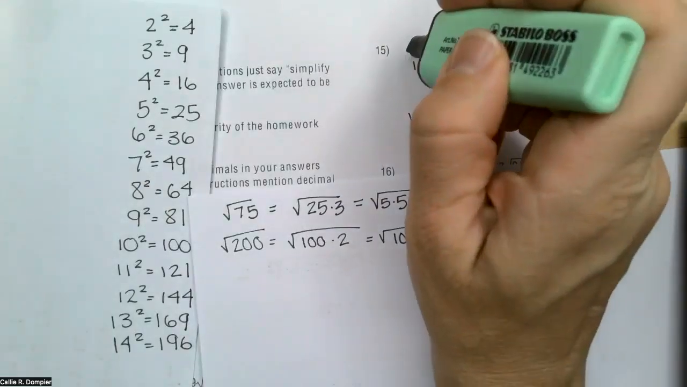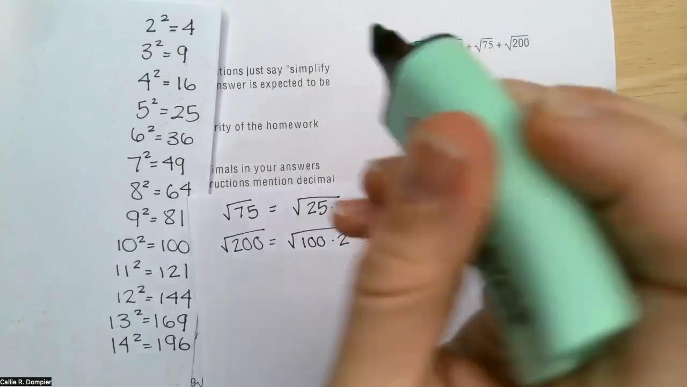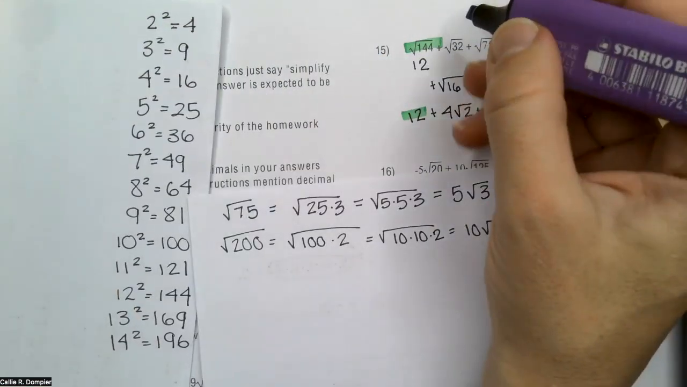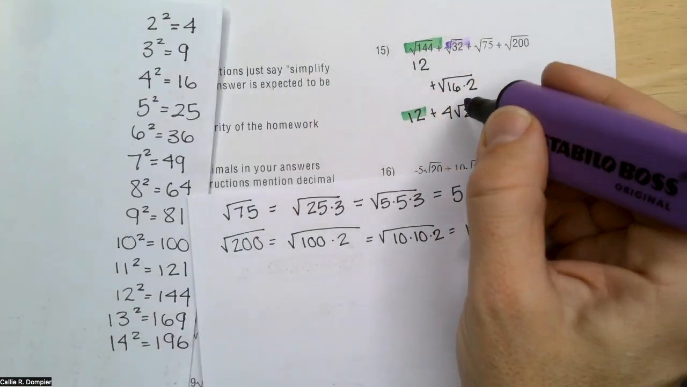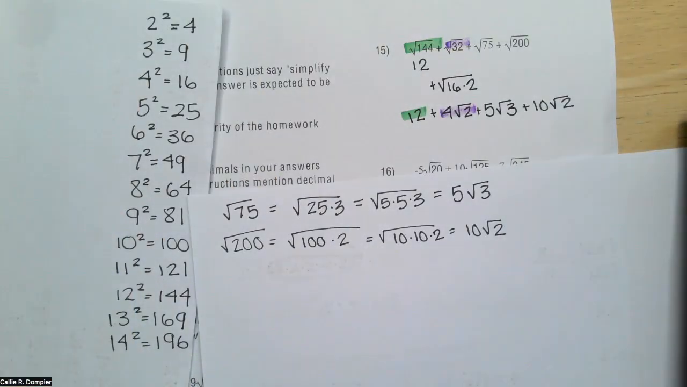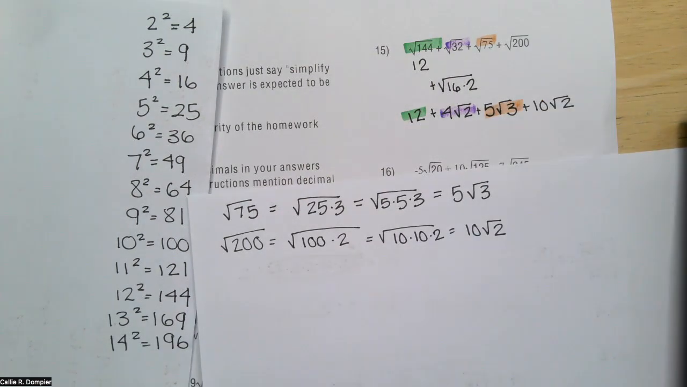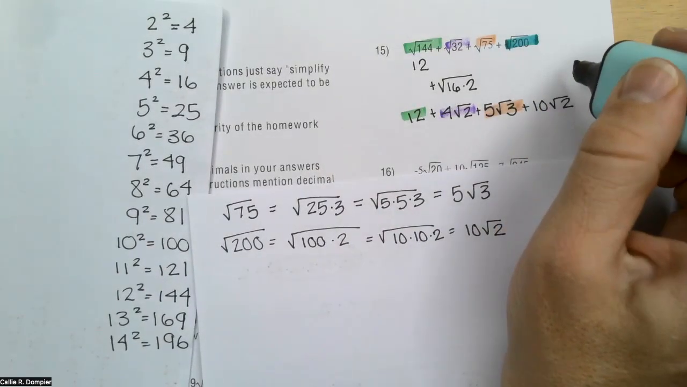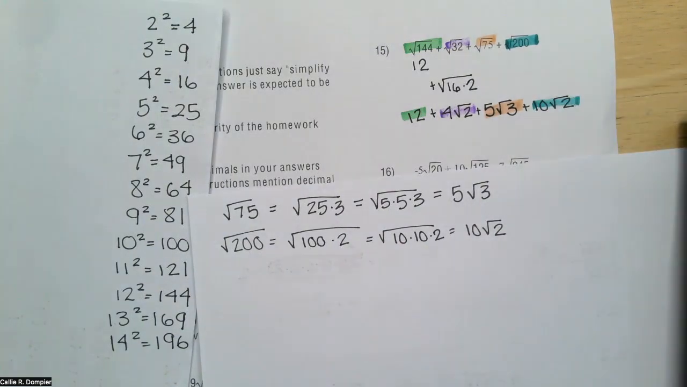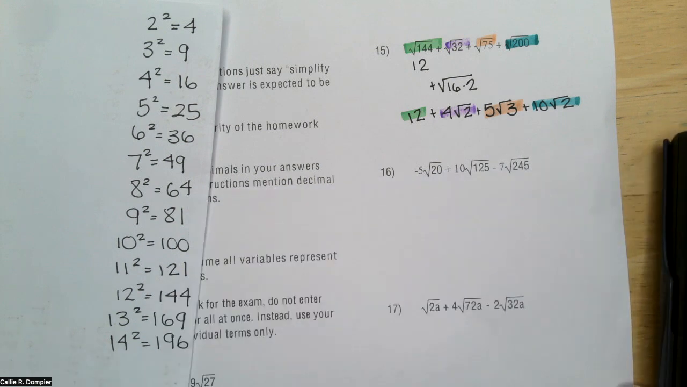Good. So this guy became 12. Square root of 32 became 4 square root of 2. Square root of 75 became 5 square root of 3. And then square root of 200 became 10 square root of 2. We've simplified it. Now we need to add or subtract if possible, okay?